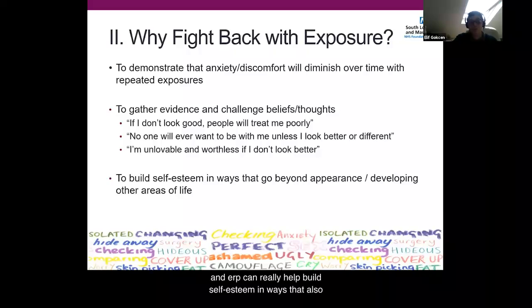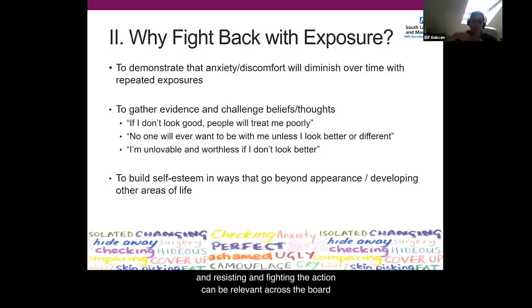And ERP can really help build self-esteem in ways that also can be helpful outside of worries about appearance concerns. And the principles of exposing yourself to fearful situations and resisting and fighting the action can be relevant across the board in your day-to-day life as well.